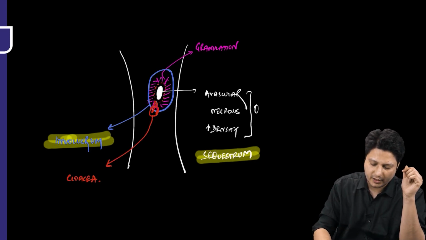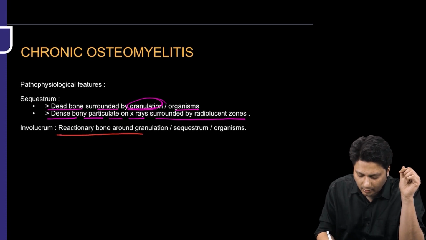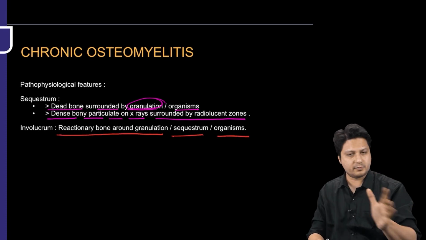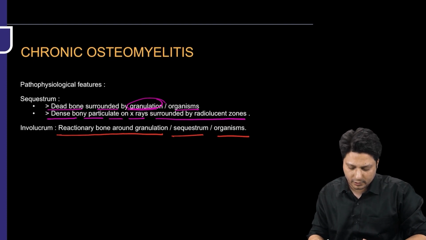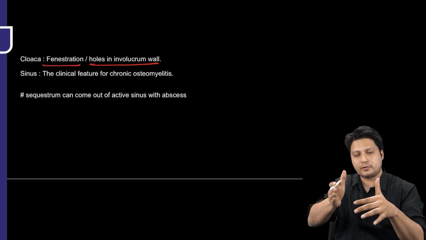Now, just try to see what is all being written over here. Now, what is involucrum? It is a reactionary bone around the granulation, sequestrum and the organism. Now, you already came to know about what involucrum is. Then, what is cloacae? It is a fenestration or the hole in the wall of the involucrum.